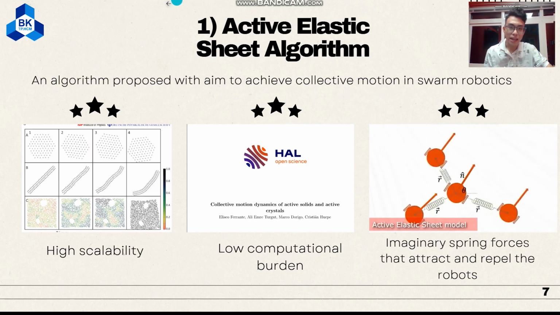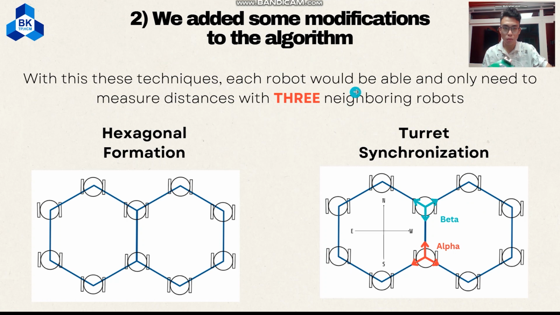So this is our basic theoretical basis, and we are using the AES model. So what is it? To say in short, the AES model's main working principle is imagining spring forces between two agents. If they are too close together, they will be pushed out, and if they are too far apart, they will be attracted in. By doing this, each individual will be able to keep their distance from the neighboring robots, so the whole system will be moving in a synchronized formation. Here, as you can see, like this picture over here.